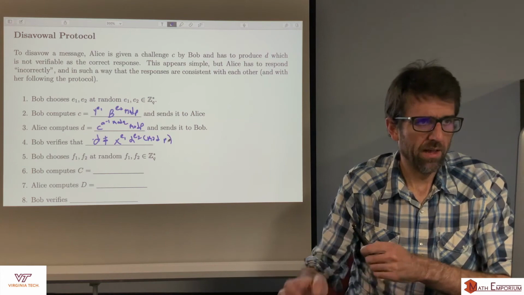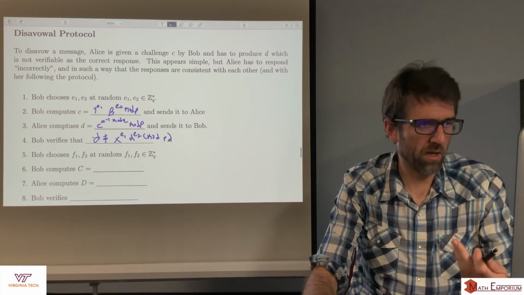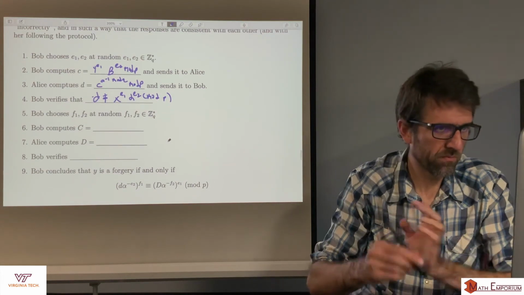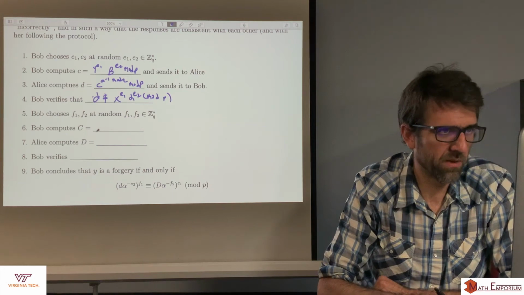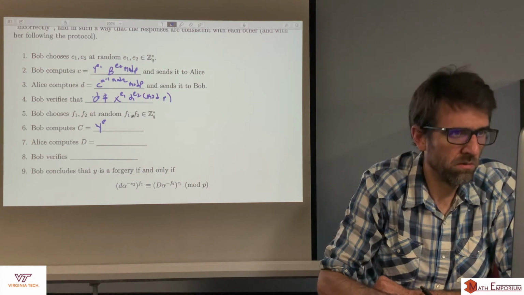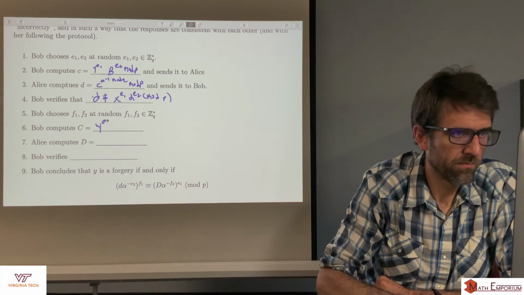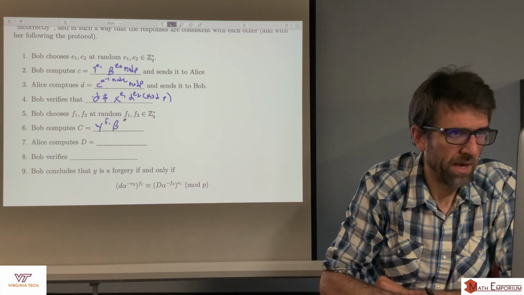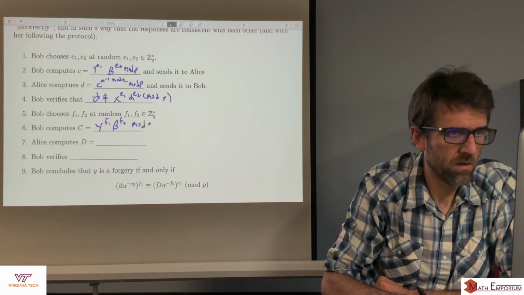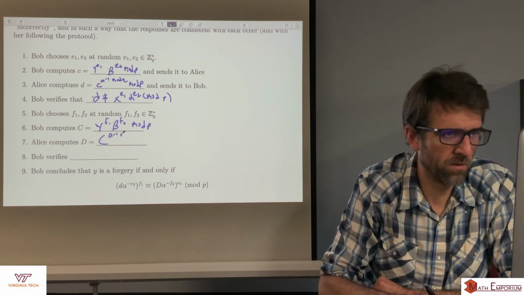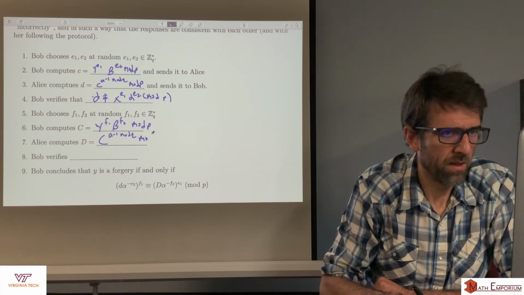Okay, all right. And then they just run through this whole protocol again, but with different choices of exponents. So with F1, F2 as the randomly chosen exponents, big C is going to be y to the F1 beta to the F2 mod P. So then big D is going to be big C to the A inverse. Again, the inverse of the exponent is taken mod Q. Nothing, reduce mod P.